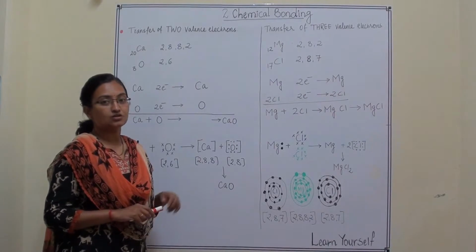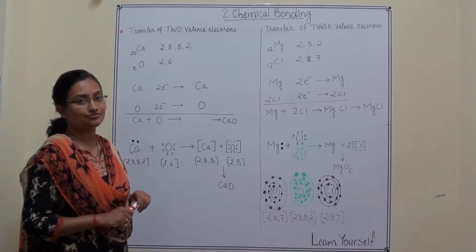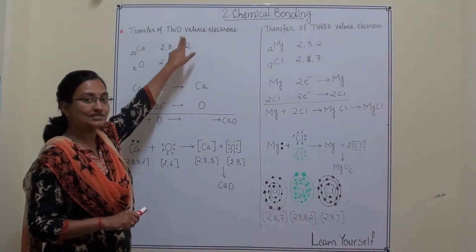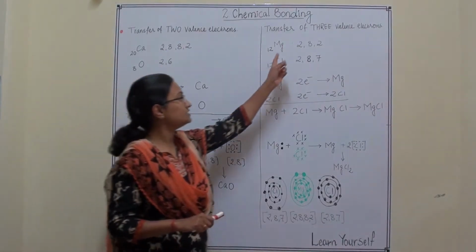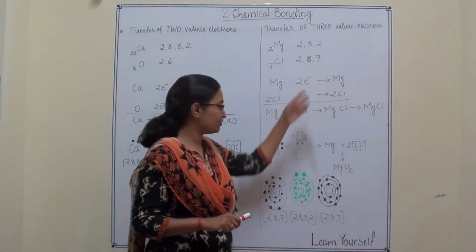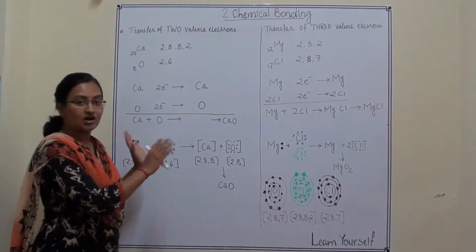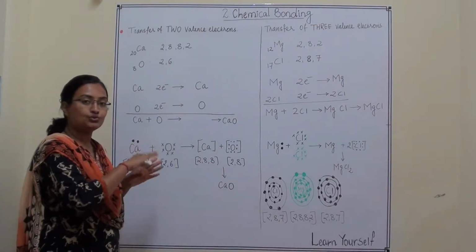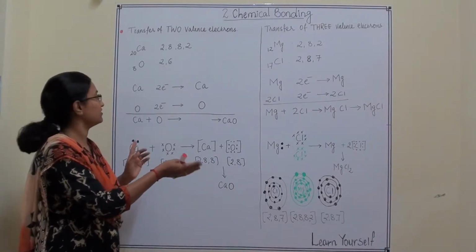Now we will see two other examples of electron transfer or formation of an electrovalent bond. First we will see the transfer of 2 valence electrons in calcium oxide, and the other example is transfer of 3 valence electrons in magnesium chloride. These are two different kinds of examples in which we will show how 2 electrons are transferred and how 3 electrons are transferred.